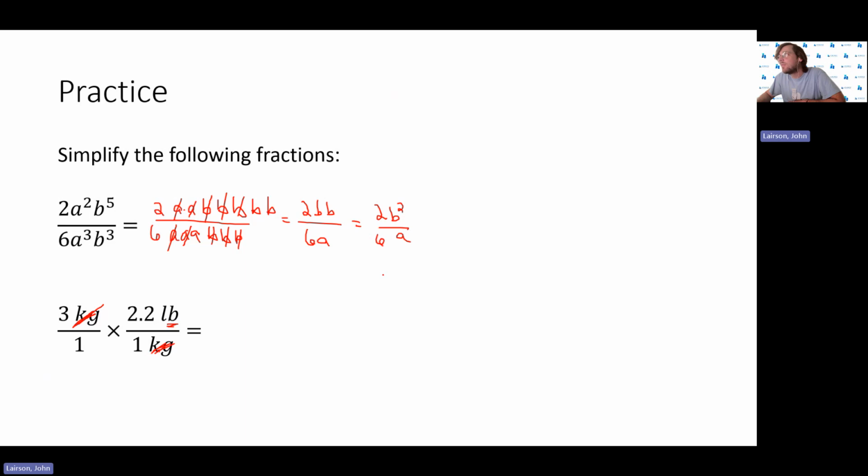Oh, forgot my 6 on the bottom. And now I got to deal with the number part. So I dealt with the letter part. Now I got to deal with the number part. I got to do the factor trees.